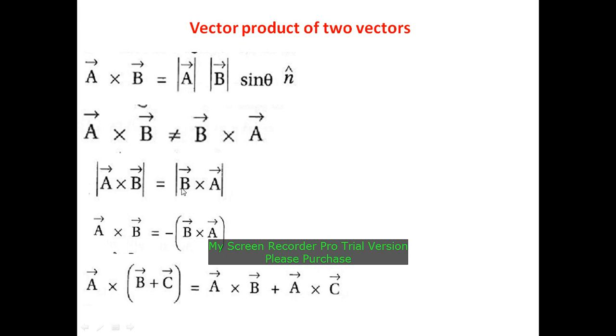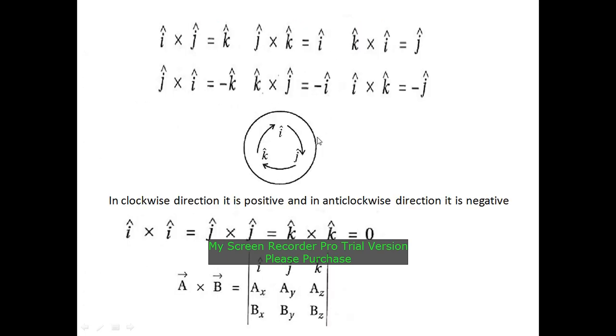So it is possible that the magnitude of a cross b is equal to the magnitude of b cross a. Without magnitude, if we write this in equal formation, then we mention minus here, then it will become similar. Now a cross (b plus c) is equal to a cross b plus a cross c. So this is also one kind of formulation for a vector product of two vectors.